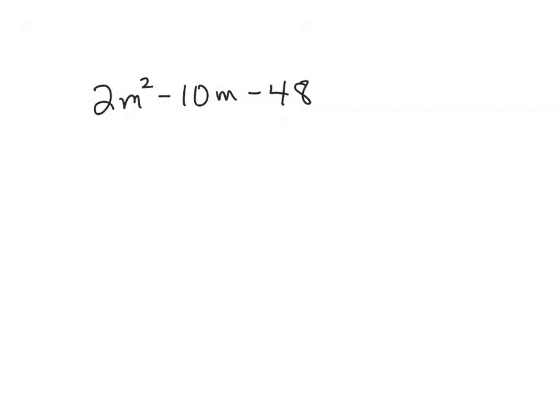So in this problem, is there a common factor? When I look at 2, 10, and 48, they all have a common factor of 2. So I'm going to take the 2 out. 2 out of 2m squared leaves m squared. 2 out of 10m leaves 5m. Okay, that's why I was getting mixed up then. I wasn't doing a common factor with all 3 of them. 2 out of 48 leaves 24.